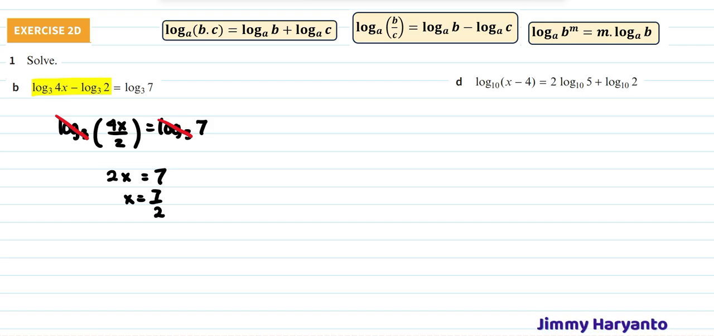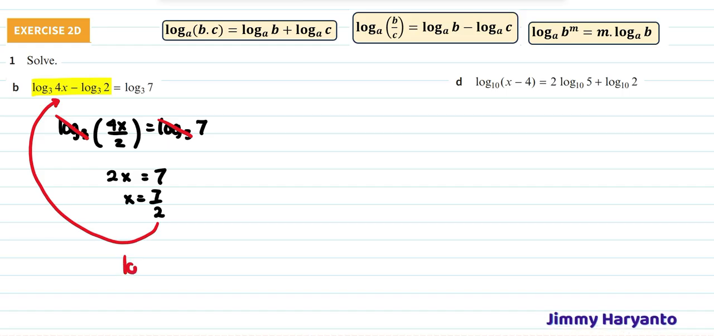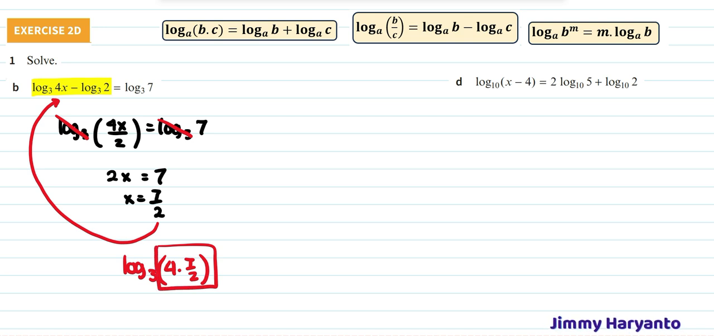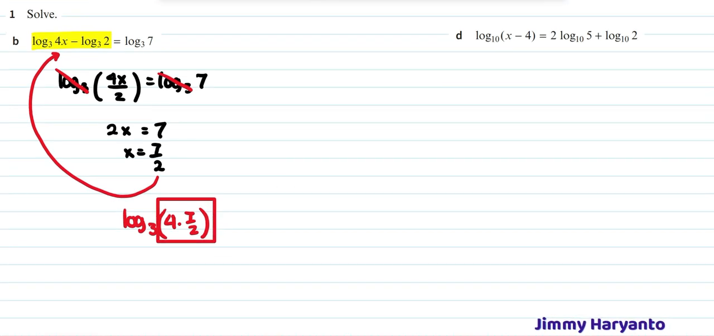And then double check your answer, because this is the logarithm equations. You will input it into the logarithm 3 for x, the one and only that contain x. Logarithm 3 4 times 7 over 2. You only have to check for this one. If it is positive, that means it's valid. So this one is positive, yes, greater than 0. That means this is the solution.